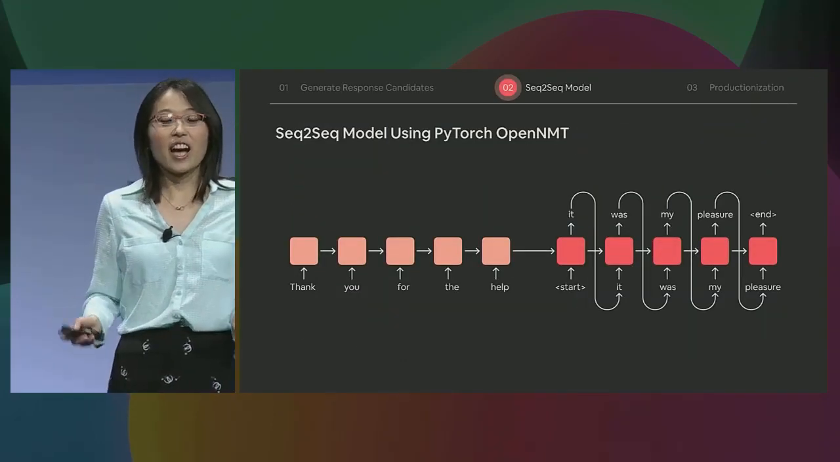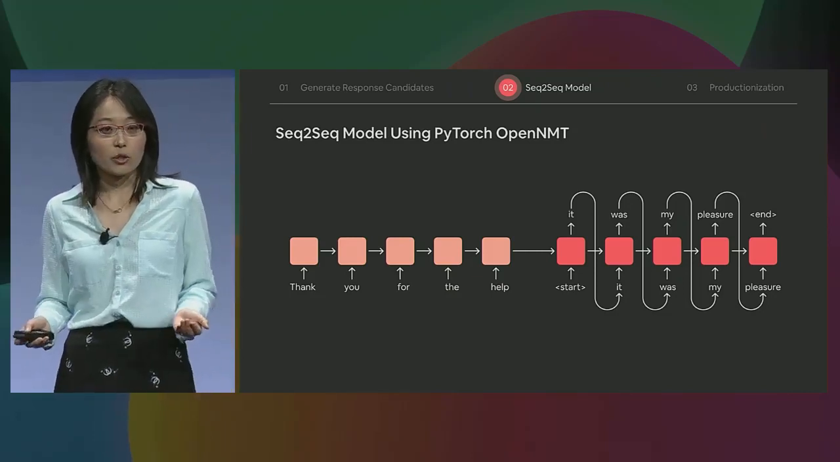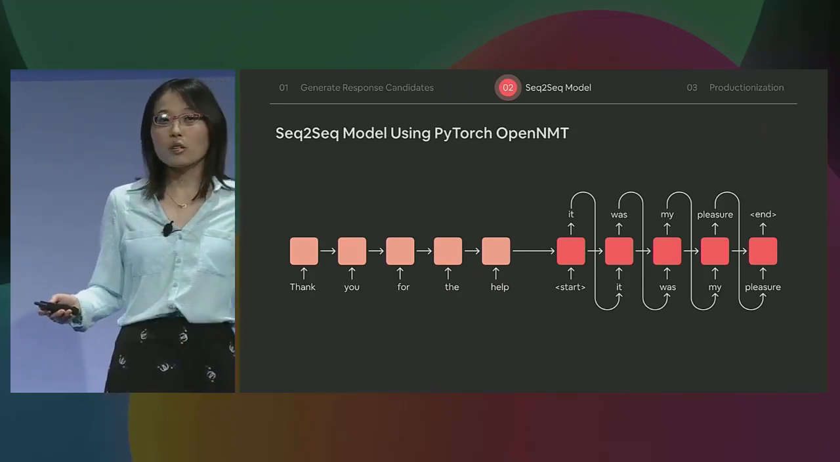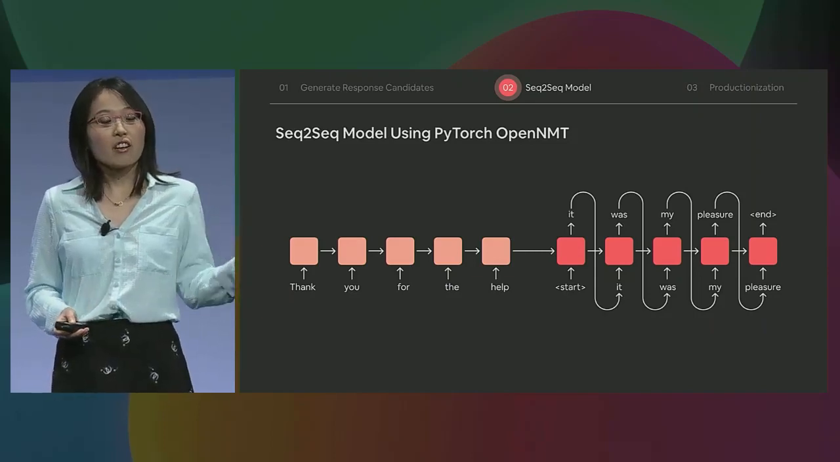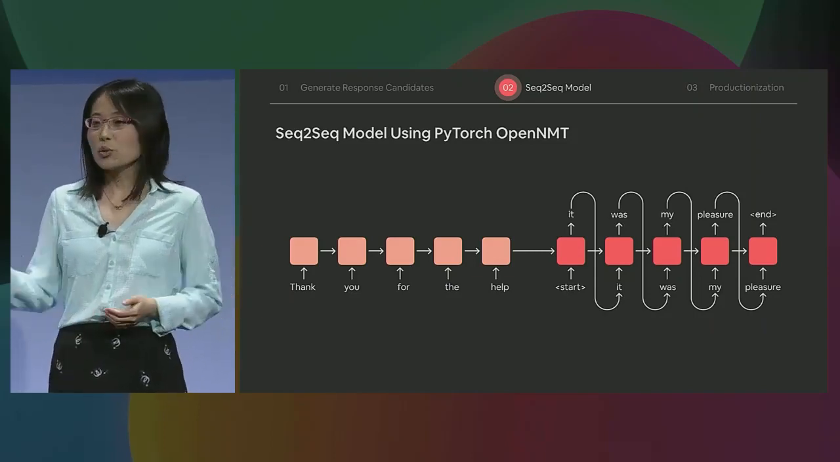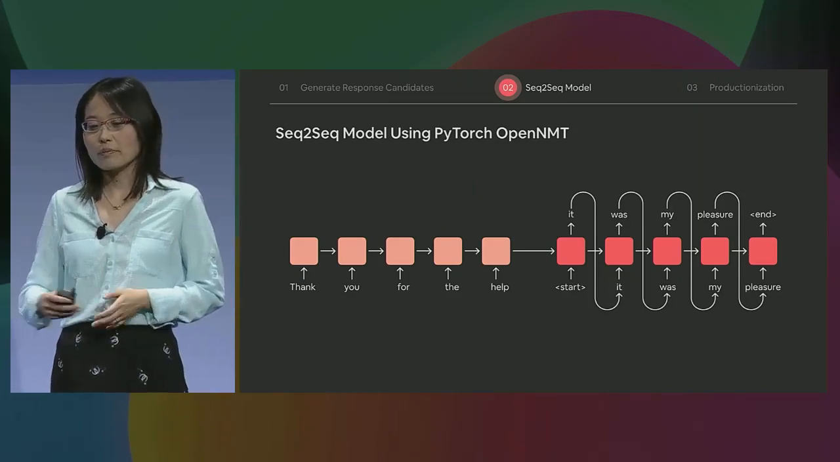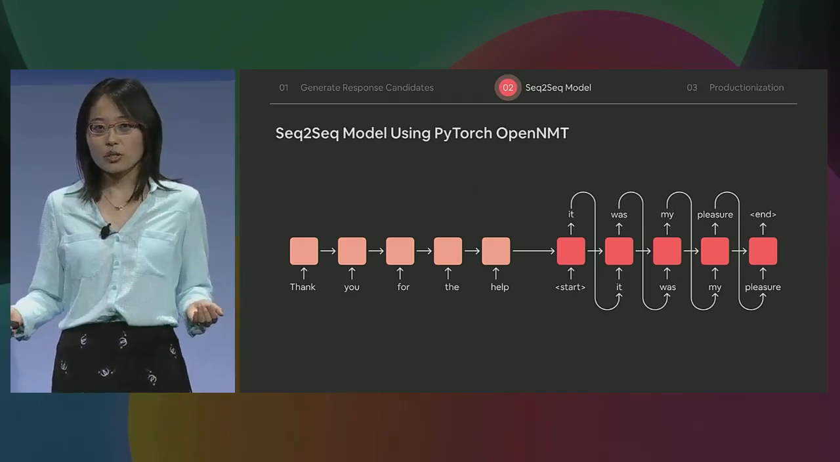The second stage is actually building the recommendation model. We treat this problem as a machine translation problem. We're translating the customer's input message into the agent response message. So we're building a sequence-to-sequence model.